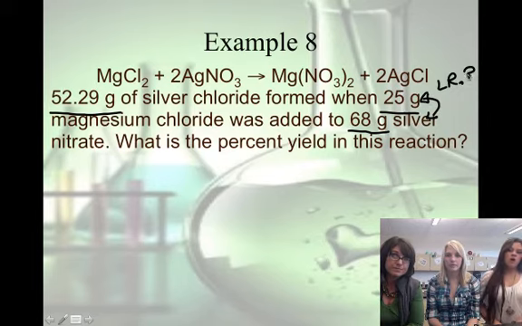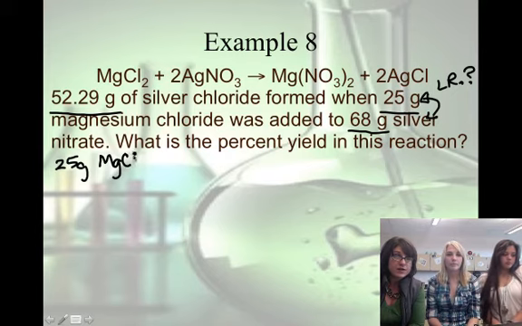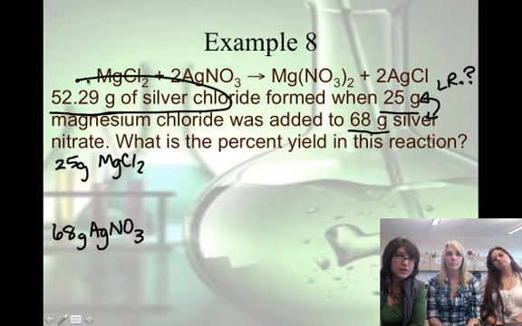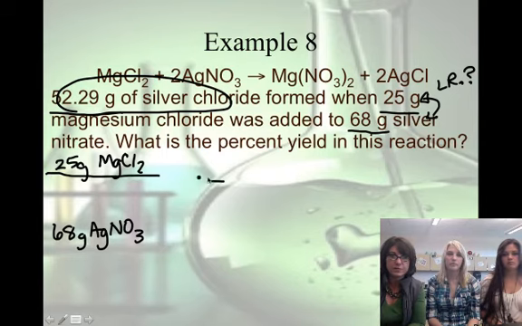So we're going to have to do a T-table for both. We'll start one T-table with 25 grams of magnesium chloride, and we'll start another T-table with 68 grams of silver nitrate. That way, when we get to grams of silver chloride, we'll see which one made the least amount, because we'll know that one ran out first.